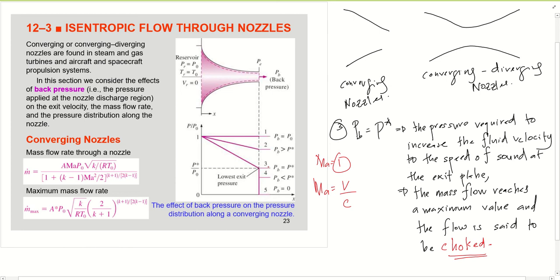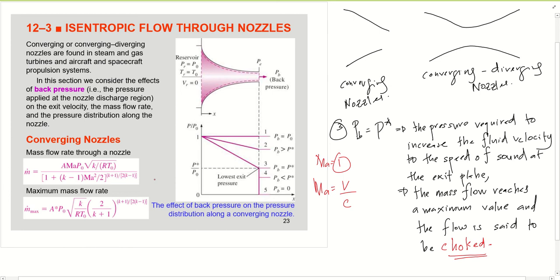And then further reducing the back pressure, it does not result in any additional changes in the pressure distribution. So there is no change in the pressure distribution or anything else along the nozzle length.